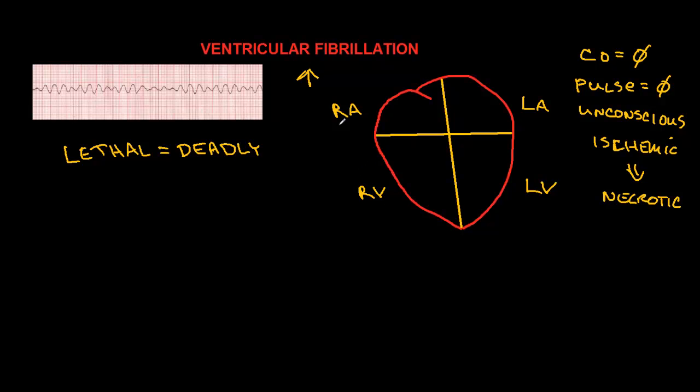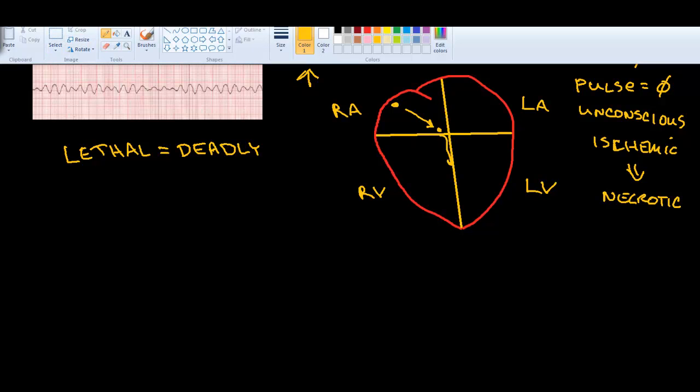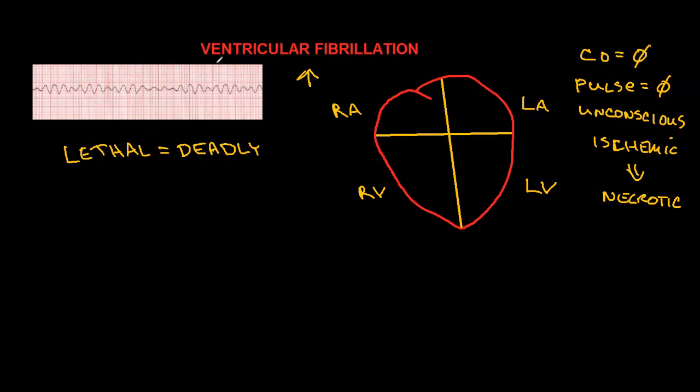Okay, we know in a working heart you'll have an SA node up here and an AV node down here, and it will send a signal this way, and it'll send a signal down here. The atria will contract, and then the ventricles will contract, and blood will be pushed out of the heart. Unfortunately, with Vfib, what's going on is a little bit different.